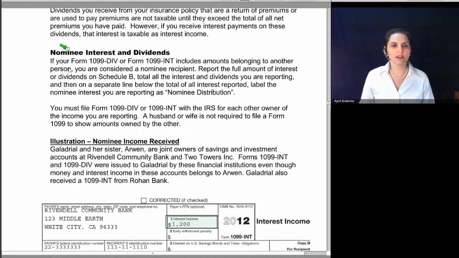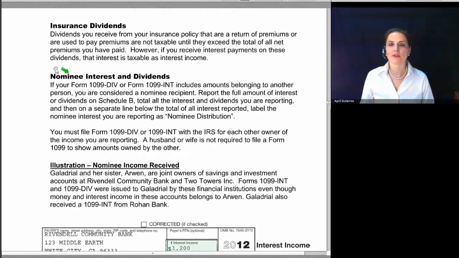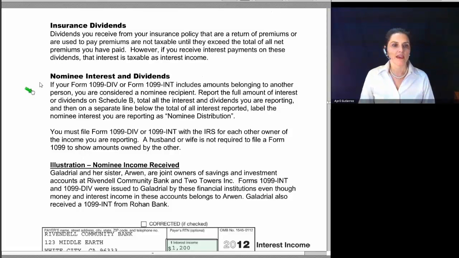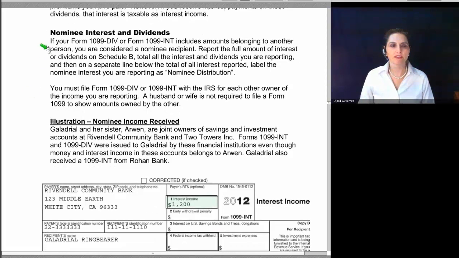Insurance dividends. If you receive dividends on an insurance policy that are a return of your premiums, they are not taxable. And then the final thing for interest and dividends that I'm going to talk about briefly here is the nominee concept.